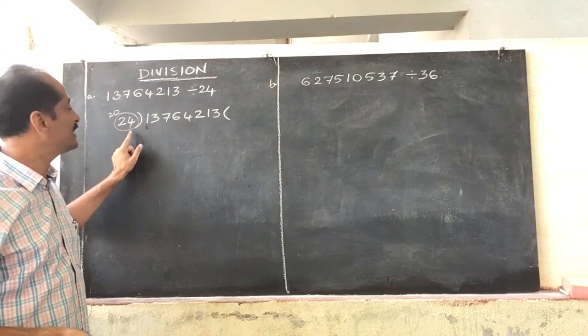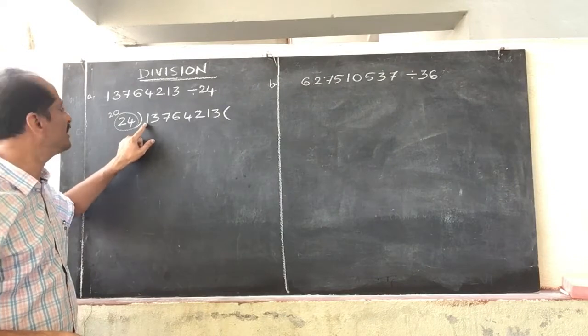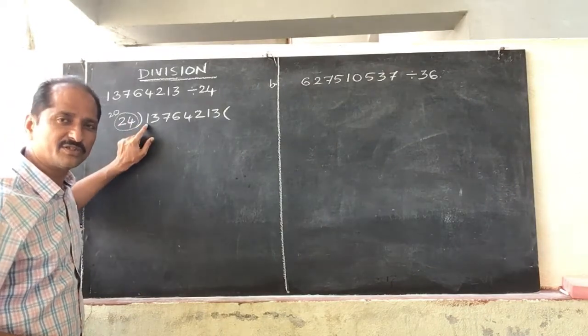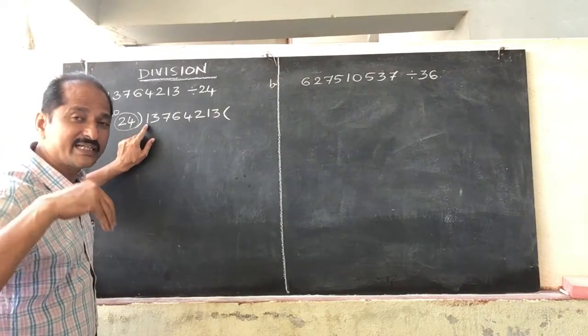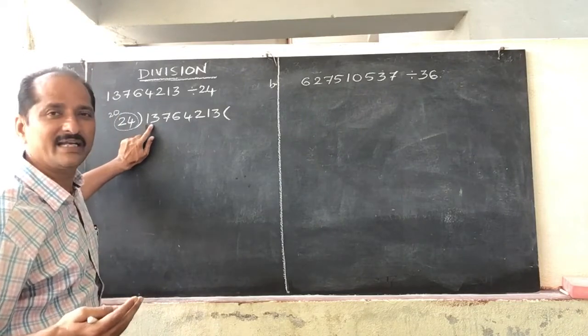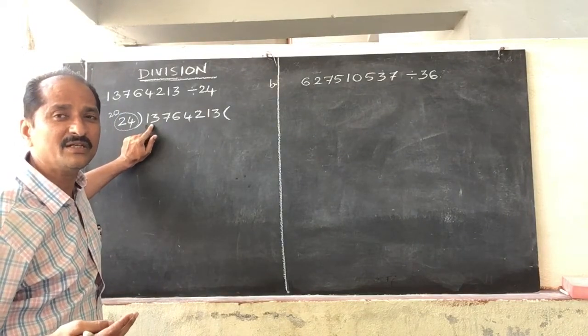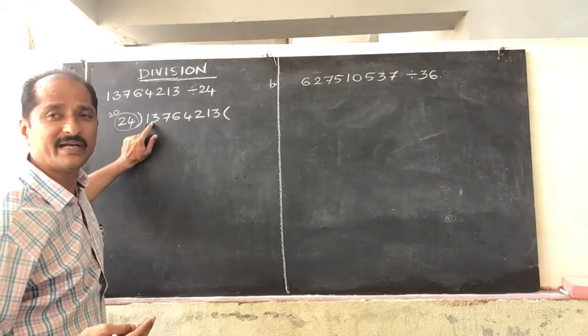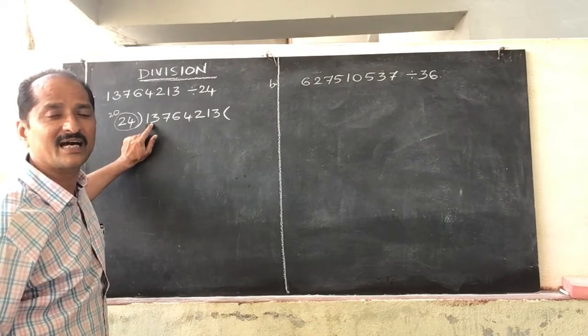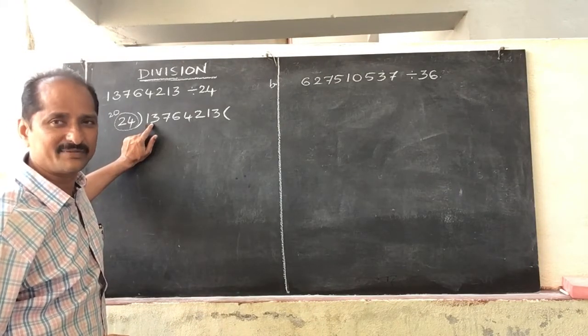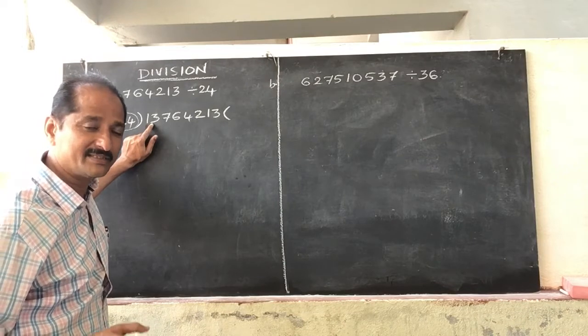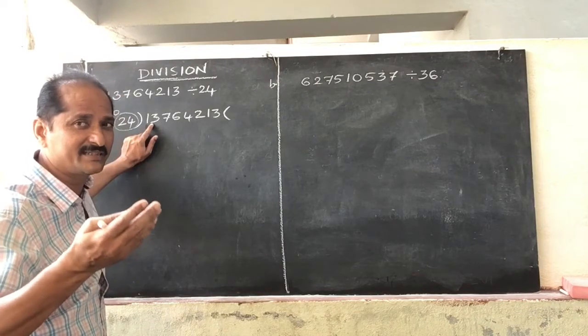To know that, first we are dividing 1 with 2. Can we divide 1 with 2? We cannot divide. So take the next digit also, 13. How many times is it divisible? 13 is divisible by 2. How many times? 2 6 are 12. That means 6 times it is divisible, we are saying. That means directly we are going to 6.